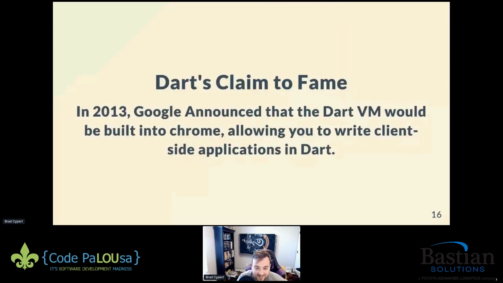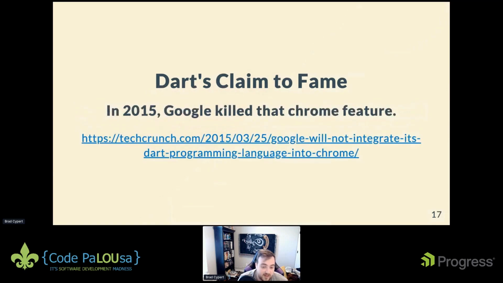My favorite part is Dart's claim to fame. So in 2013, Google said, hey, we're going to build the Dart VM into Chrome. This means you don't have to write JavaScript anymore. You can write applications on the web in Dart, and we'll let you compile it out to JavaScript. So on browsers that don't support the Dart VM, you can load the JavaScript fallback. And basically, we'll build a standard around how you load Dart apps, but also fall back to the JavaScript app if Dart's not available. And in 2015, Google said, actually, yeah, we're not going to do that.